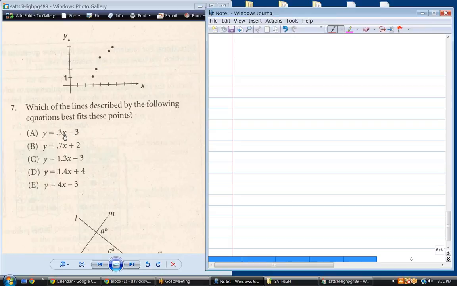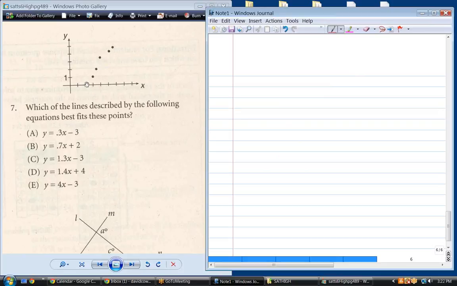It's not going to be A because a slope of 0.3 is a flat slope. This is quite a vertical slope. And in fact, that would be a slope of 1, which kind of looks like that. The question is, is that a slope of 1.3 or is it a slope of 4? If it was 4, it'd be more vertical, wouldn't it? I would think so, but I don't know.